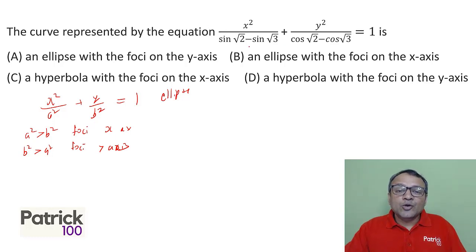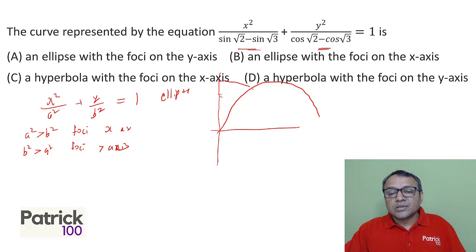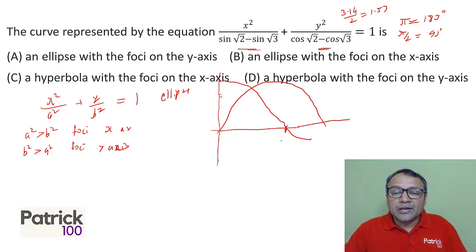Coming to this sum, first of all, you need to check whether these two are positive or not. I mean, you need to know the sine curve and cos curve. If you know them, this becomes easier to solve. The sine curve looks like that, and the cos curve is this way. Pi is 180 degrees, and pi by 2 is 90 degrees. Pi is 3.14, remember, so upon 2 it is 1.57, which is 90 degrees.